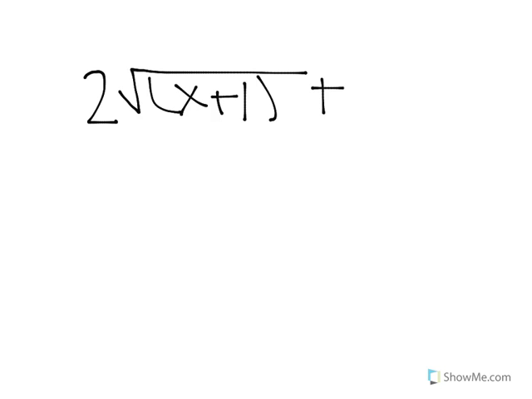Okay, so an example problem, if it's 2 root (x + 1) + 1, A is 2, C is 1, and D is 1. So this is going to stretch by 2 in the y direction, shift it left 1, and shift it up 1.